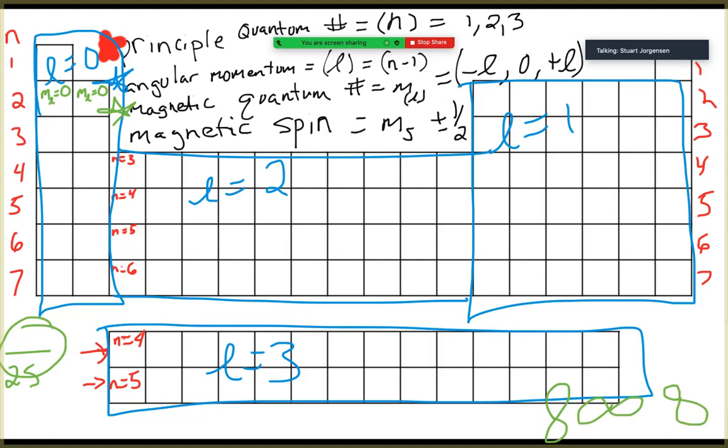And so we just give these a value. We would say that this first peanut is the M sub L -1. The second peanut is the M sub L 0. And that last peanut is the M sub L +1. So we're going from negative L to positive L.